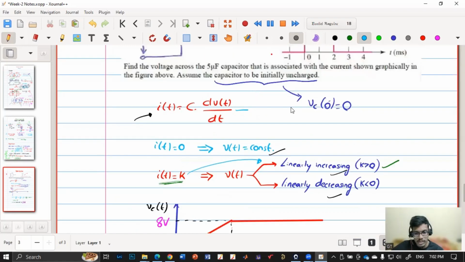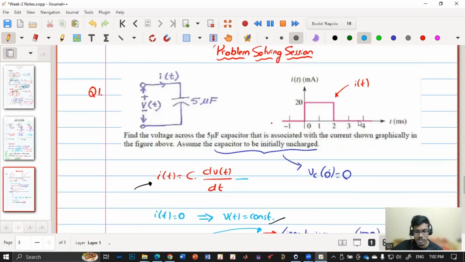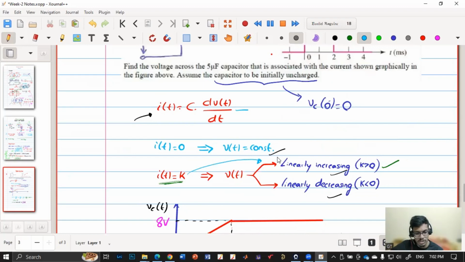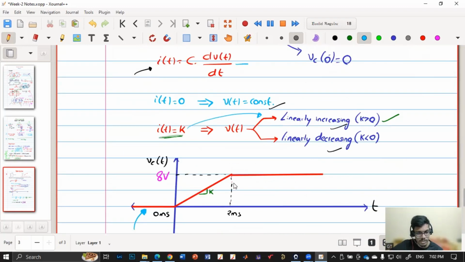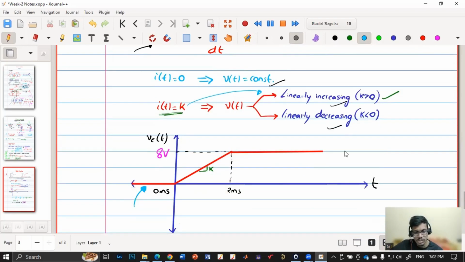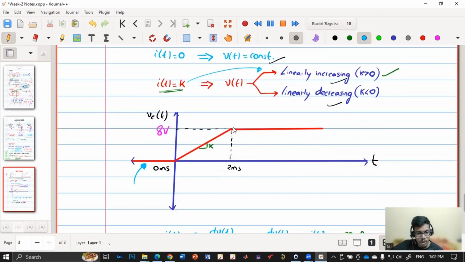After 2 milliseconds, it again becomes 0. So if it is 0, voltage will be constant. As my capacitor voltage cannot be discontinuous, whatever voltage it has been charged to till 2 millisecond, it will stay at that voltage, which is unknown until this point. So first I have drawn the curve. Now I need to find what this voltage is.